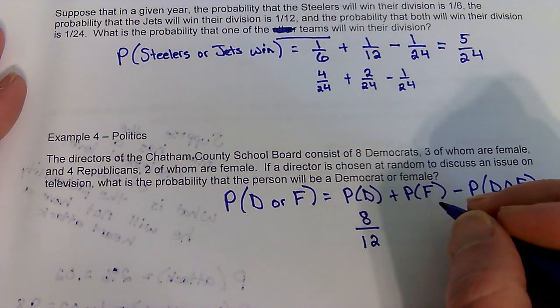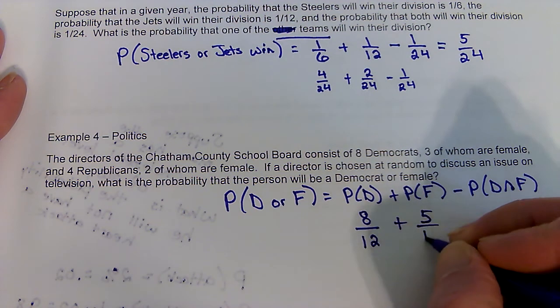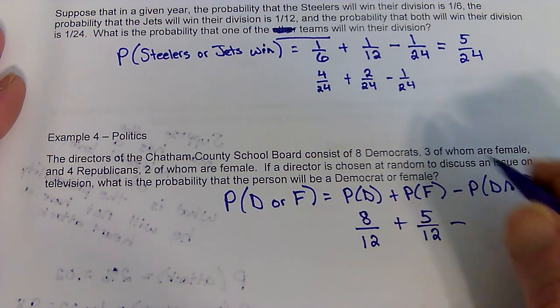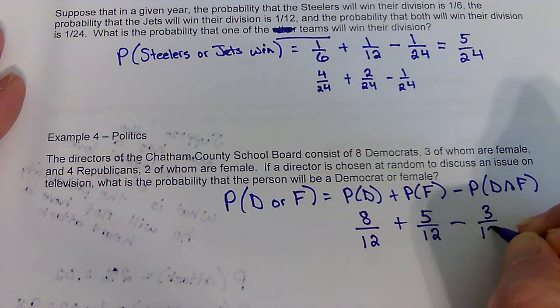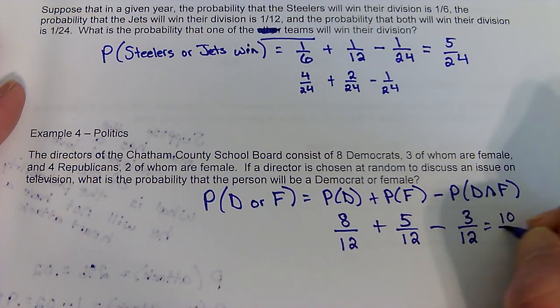How many total females are there? 5 out of 12. And how many are both Democrat and female? That was 3. So that would give me, what, 10 out of 12? Or 5/6.